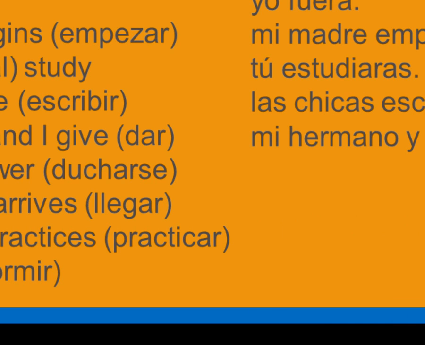Mi padre quiso que mi hermano y yo diéramos. Mi padre quiso que yo me duchara. Reflexive verbs are used like any other tense where the reflexive pronoun is placed before the conjugated verb.